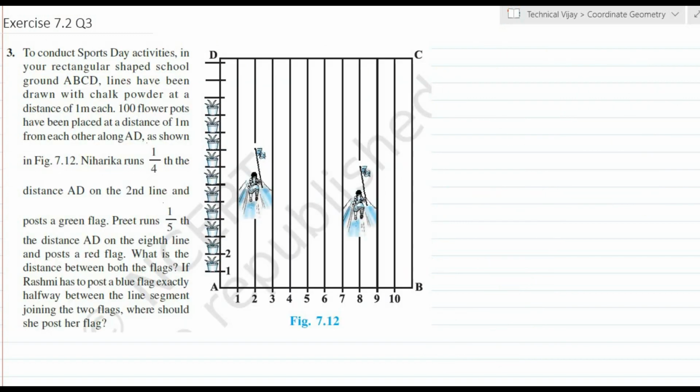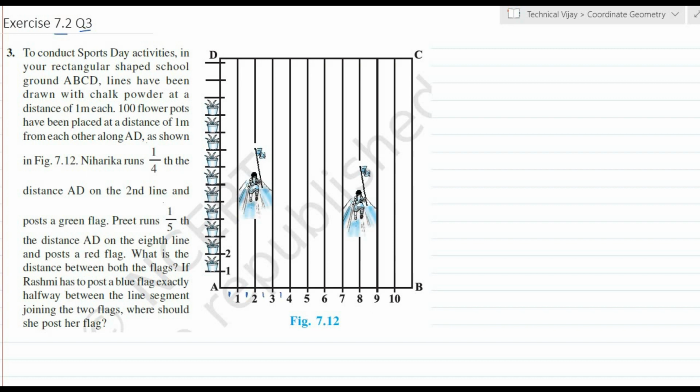Exercise 7.2, question number 3. See here, first we have to see what is the question. To conduct sports day activities in your rectangular shaped school ground ABCD. Here this is a school ground ABCD, okay, rectangular. So lines have been drawn with chalk powder at a distance of 1 meter each. So here these lines have been drawn at 1 meter each. So the distance between these will be 1 meter each.